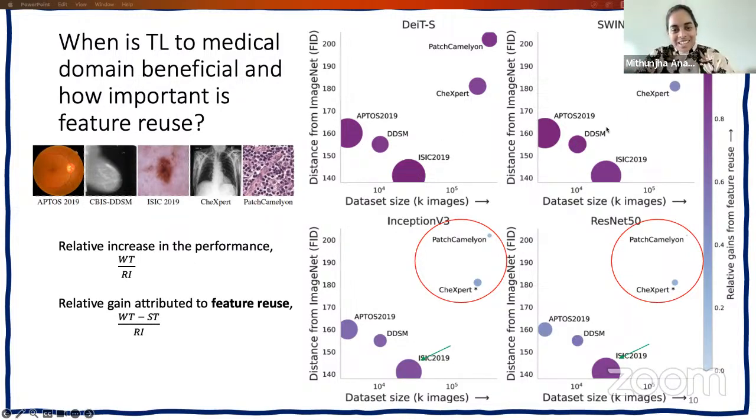Okay. So I have one question. This FID score, isn't it dependent on the image size as well?